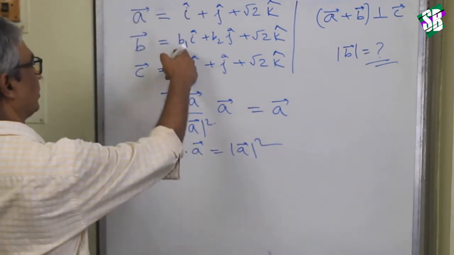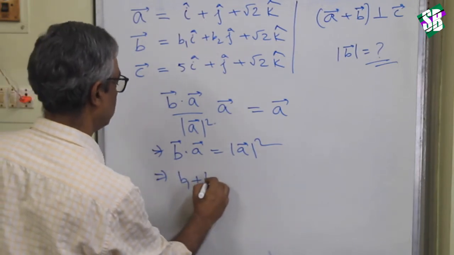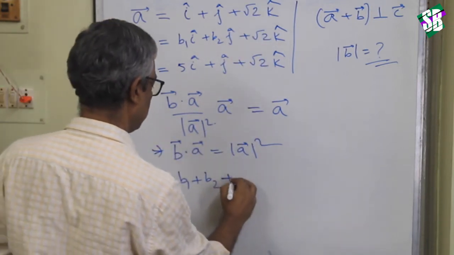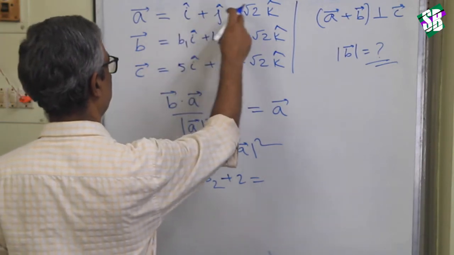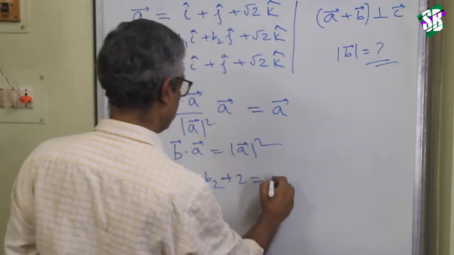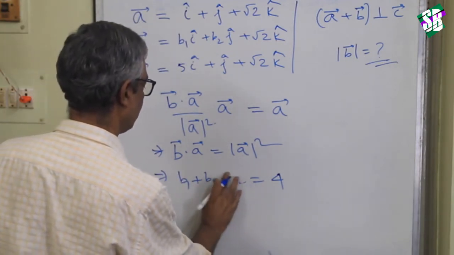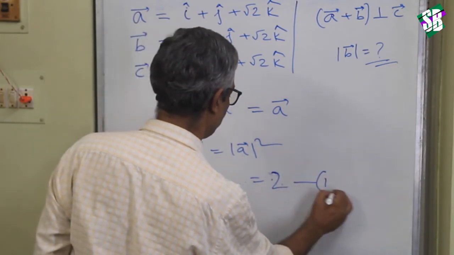What is B dot A? This means that b1 plus b2 plus 2 equals mod A squared. Mod A squared is 1 plus 1 plus 2, which is 4. So b1 plus b2 equals 2. Okay, so this is equation 1.